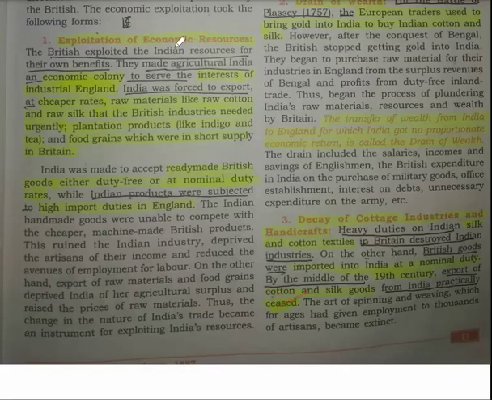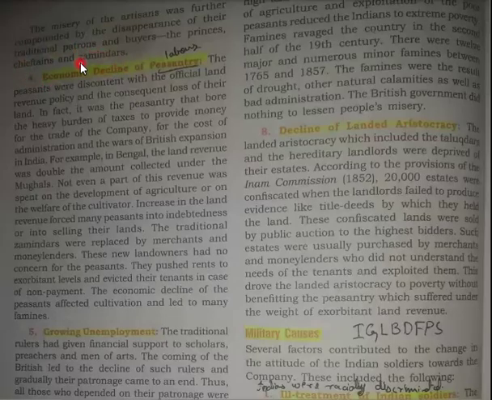For this economic exploitation, you have to remember around 5 to 6 points. So the first three, and then growing unemployment and the Inam Commission, and the decline of aristocracy. So just go through it. These are the easy ones which I picked out.